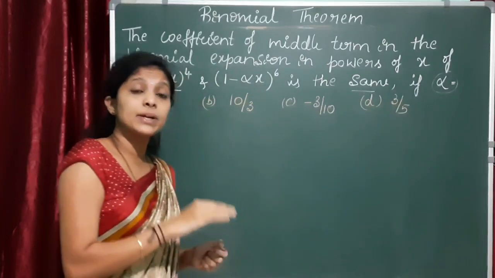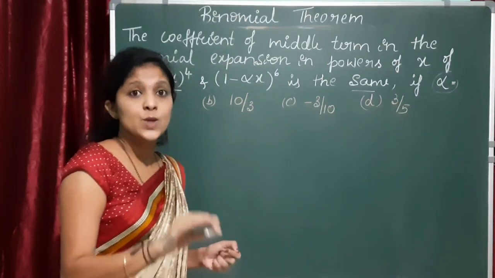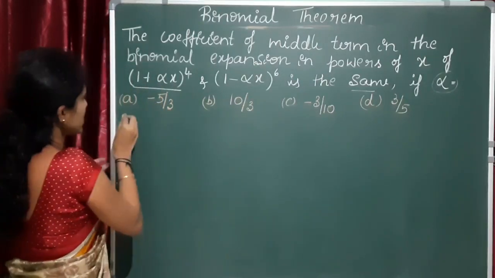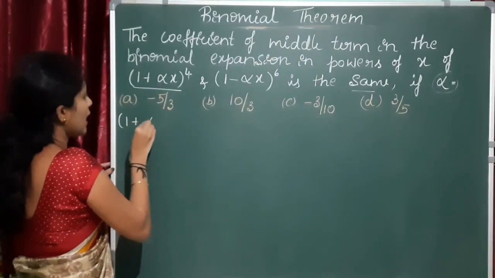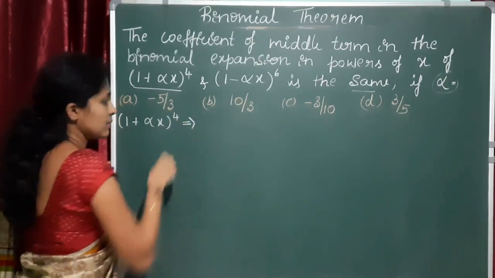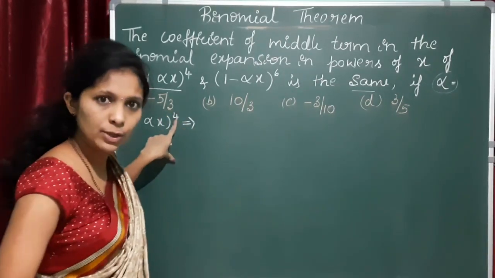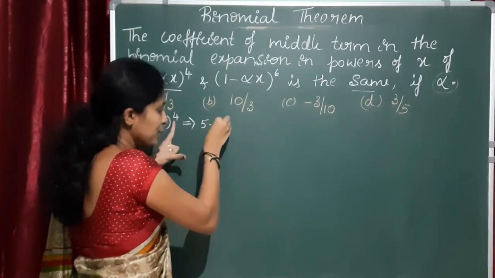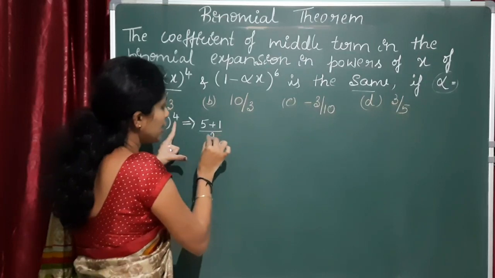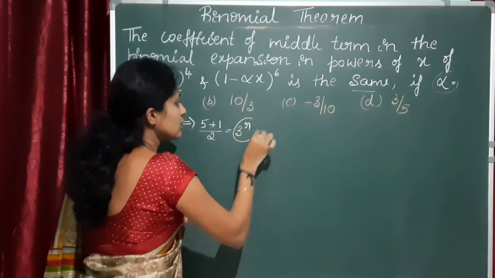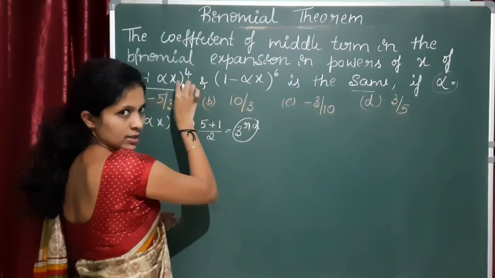So this is nothing but the coefficients of middle terms. So first we need to find the middle terms. See, we will take the first expansion. It is (1 plus alpha x) whole to the power 4. Now to find the middle term, here 4 is there, so number of terms will be 5, right? To find the middle term, we have to add 1 and divide it by 2. So third term, 6 divided by 2 will be third. So third term will be the middle term of this one, right?